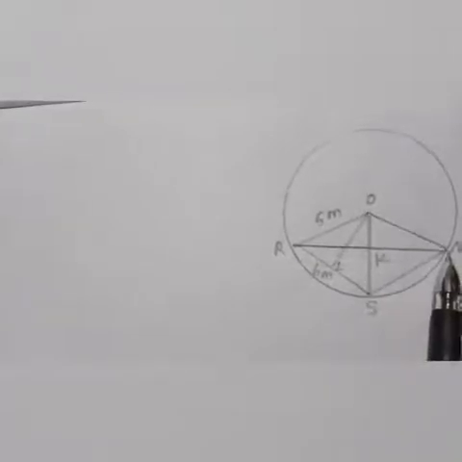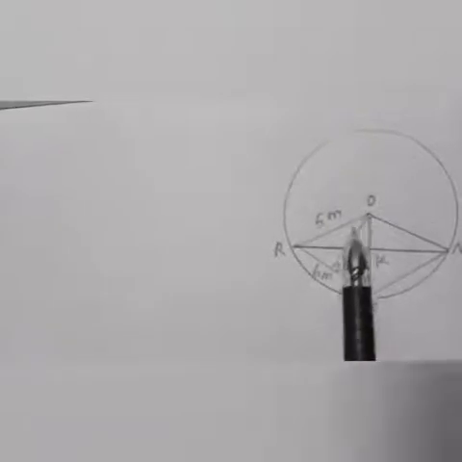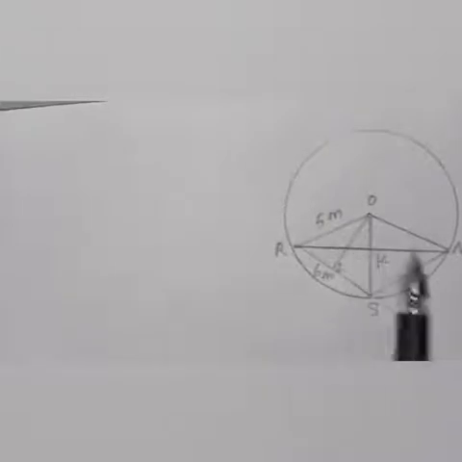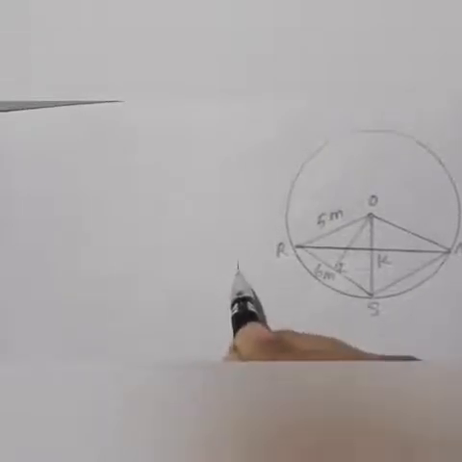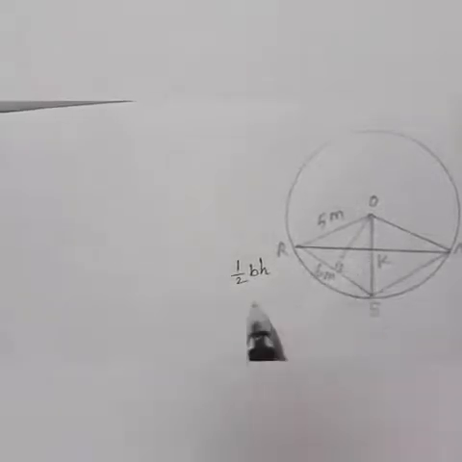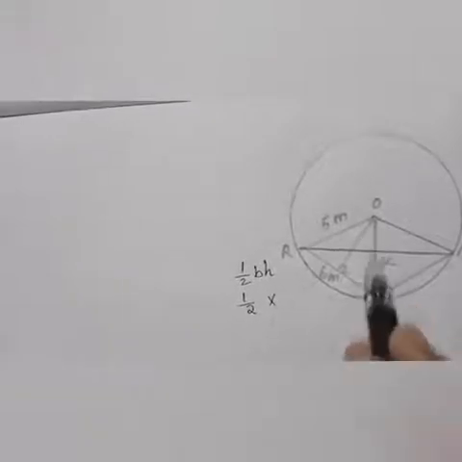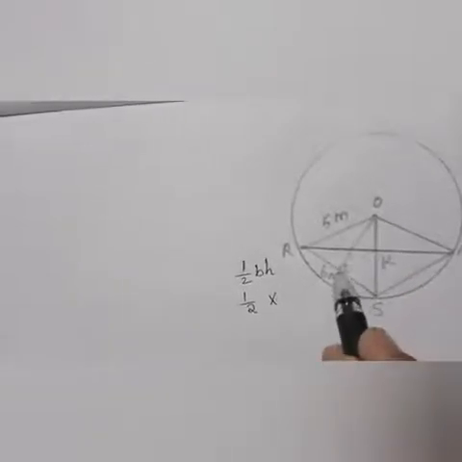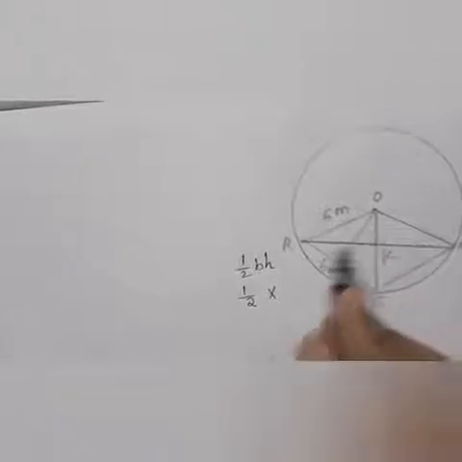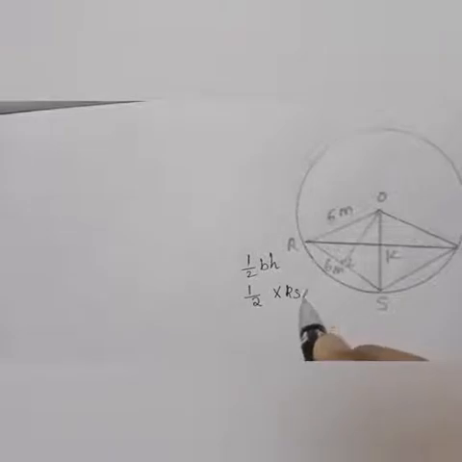Now the area of triangle ORS, this triangle. Consider its area. Area of triangle is half BH. Then half into RS, this side, base, into OL. OL means height.